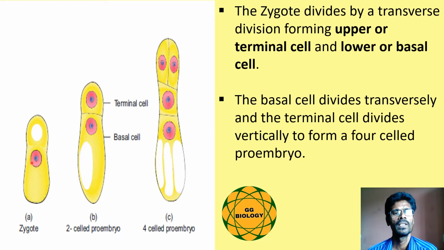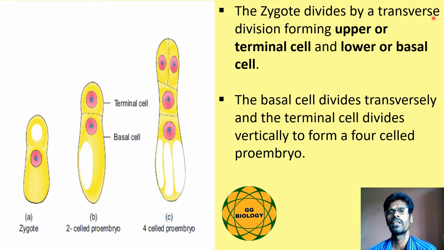Later, this single-celled zygote divides through transverse division to produce 2 cells. The upper one is called the terminal cell and the lower one is called the basal cell. At this 2-cell stage, the embryo is called a 2-celled proembryo. Later, the basal cell divides transversely to produce 2 more cells, whereas the terminal cell divides vertically to produce 2 more cells, leading to a 4-celled stage. At this juncture, the embryo is called a 4-celled proembryo.